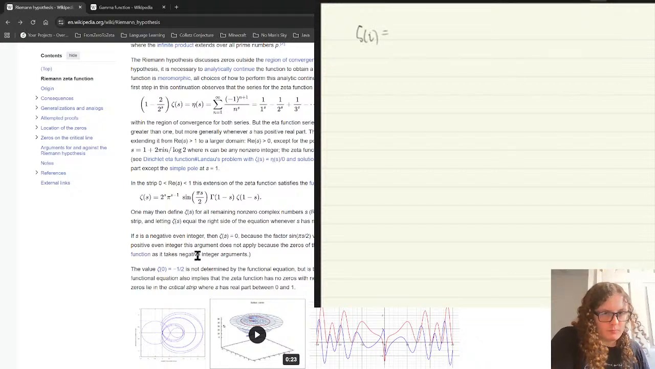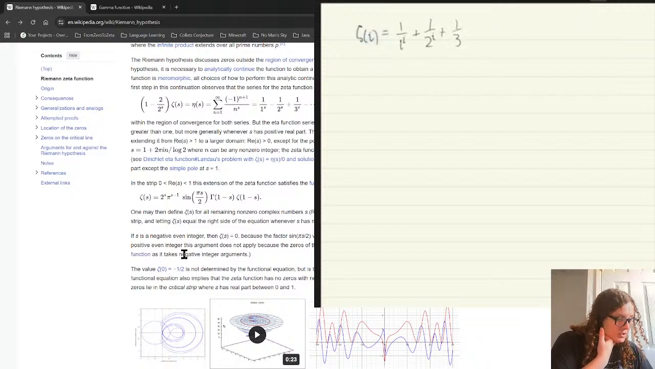So theoretically that would be 1 over 1 to the I plus 1 over 2 to the I, 1 over 3 to the I, etc.